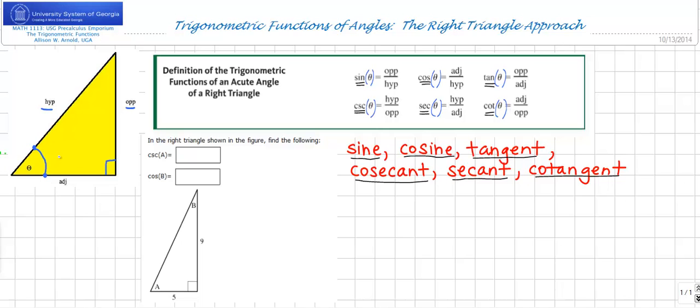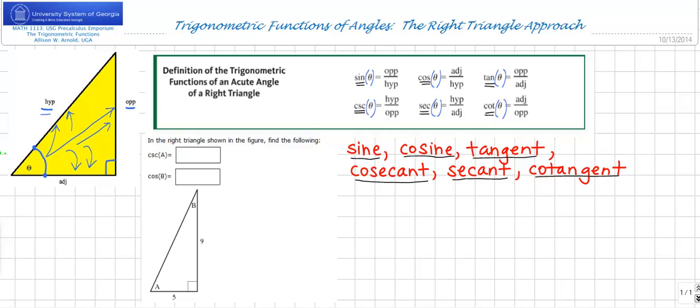If I look at the angle theta, and I look at the side opposite theta and the hypotenuse, there are 2 possible ratios. To one I'm going to assign the name sine, which is the opposite over the hypotenuse. To the other I'm going to assign the name cosecant, which is the hypotenuse over the opposite. Cosine is adjacent over hypotenuse, while secant is hypotenuse over adjacent. Tangent is opposite over adjacent, while cotangent is adjacent over opposite. Now let's look at it in light of a specific example.